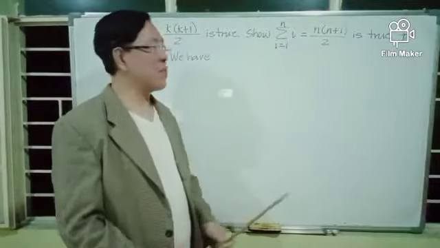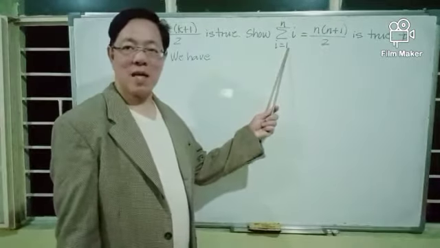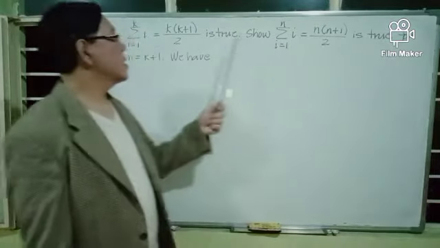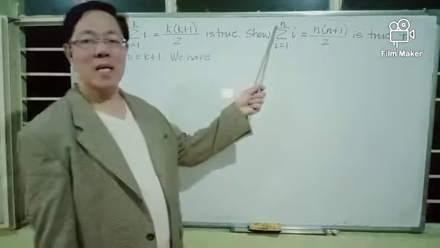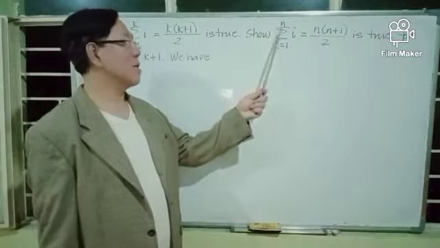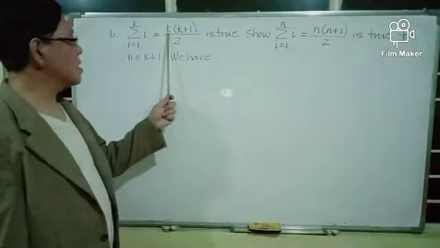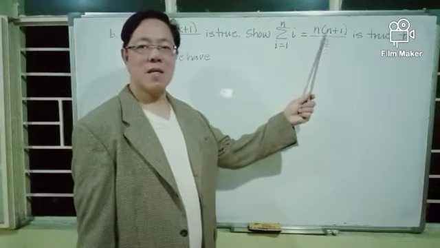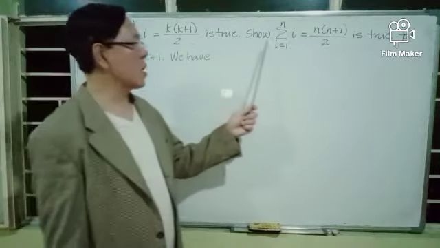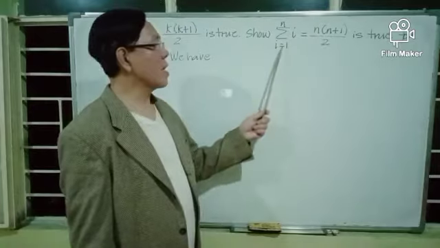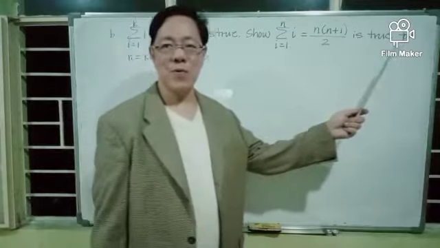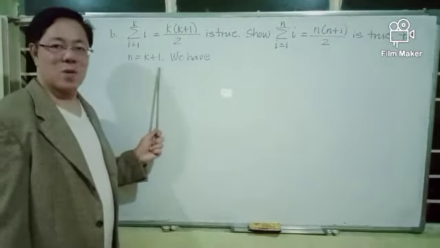In the second part of the proof, we take this given equation to be true for n equals k. That is, the summation of i for i is 1 to k equals k times quantity k plus 1 divided by 2. We take this to be true, and we will use this to show that the statement, summation of i where i is 1 to n equals n times quantity n plus 1 divided by 2, is also true for n equals k plus 1.